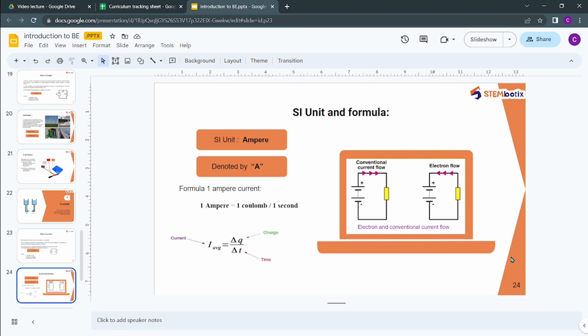From the previous equation, I = V / R, you can derive the formula for 1 ampere of current. Whenever there is 1 ampere of current, there is 1 coulomb of charge flowing per second. So I average = ΔQ / ΔT, meaning 1 ampere of current is equal to 1 coulomb divided by 1 second.